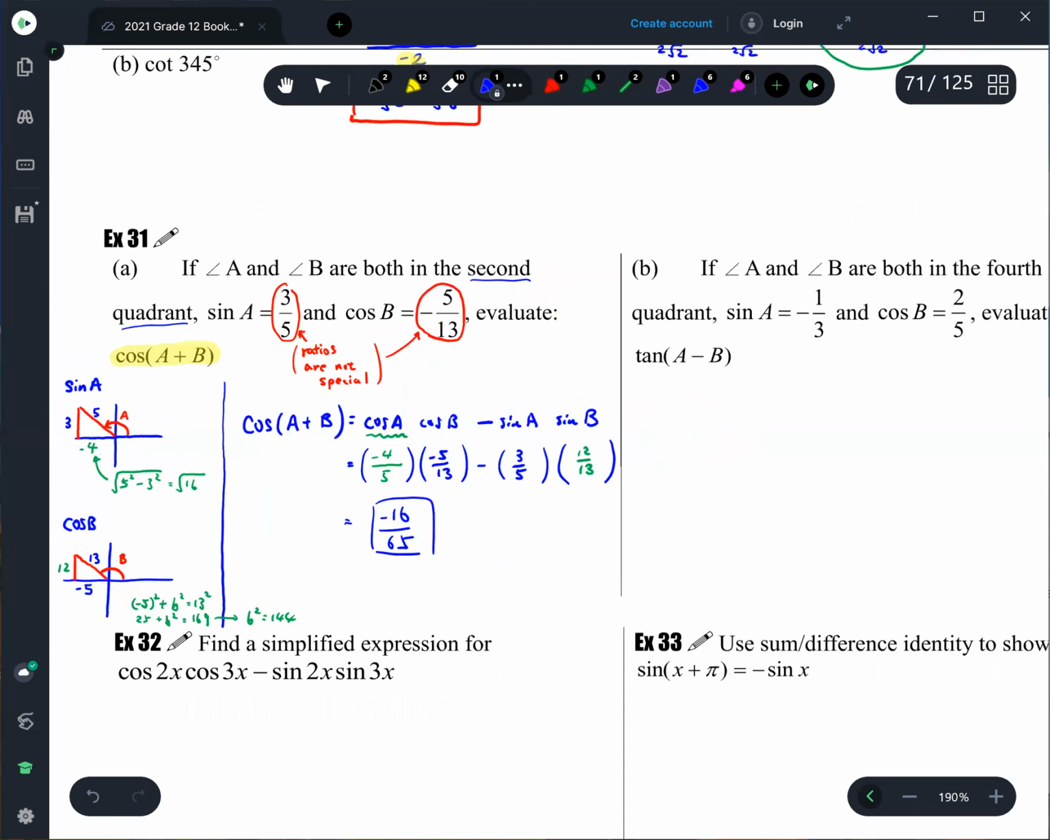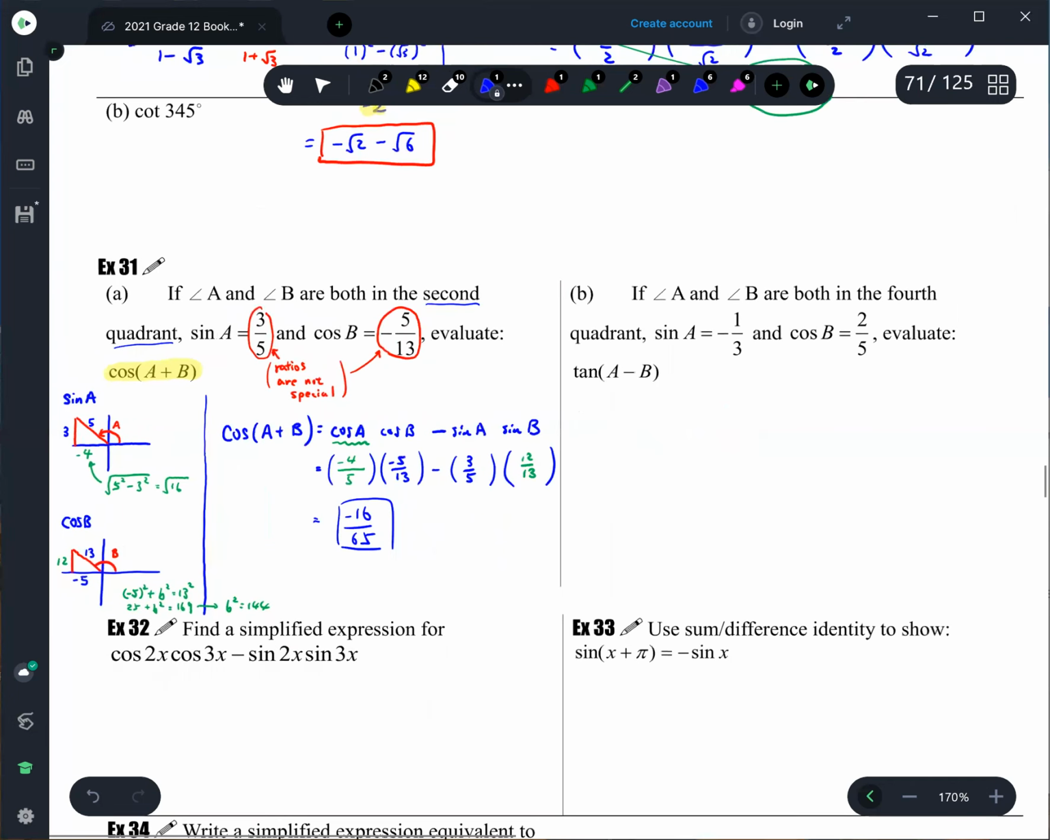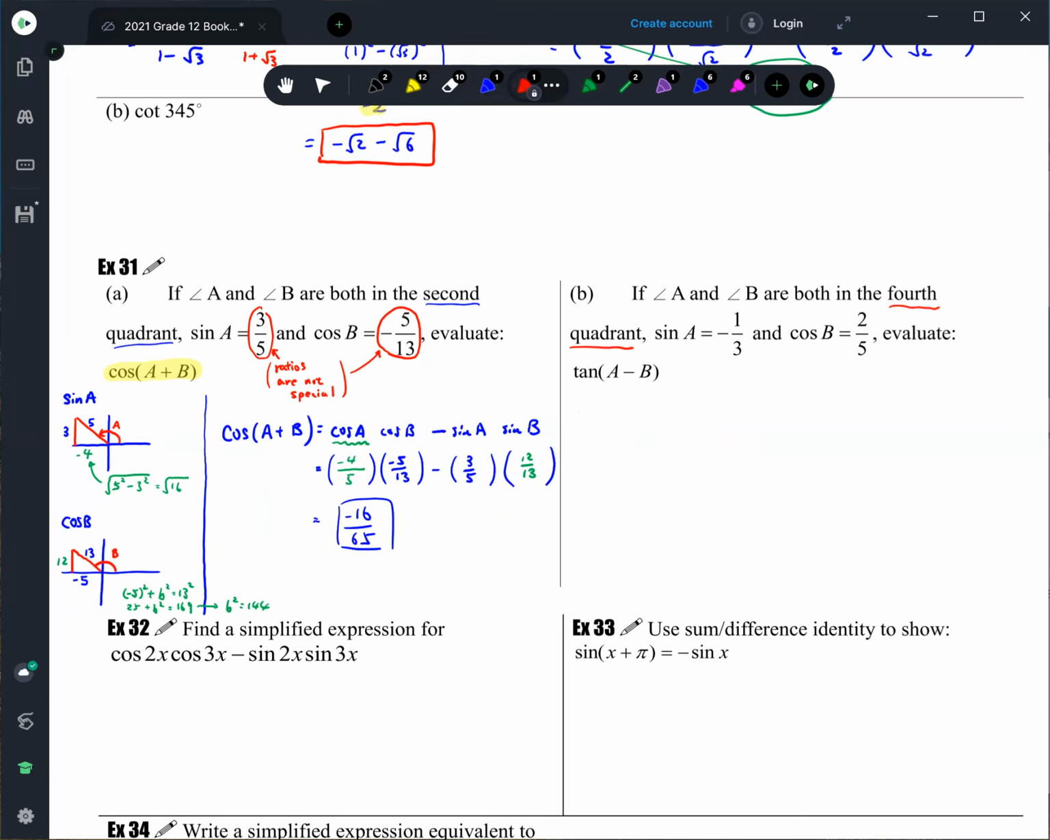So I'll give you a similar one on the right-hand side, okay? This time it's in the fourth quadrant. Same thing, they give you sine, they give you cosine. Please find tangent of A minus B. For this one, to save time, we won't simplify it. Just get to the final point before rationalizing. Don't worry about rationalizing, but you want to simplify it.